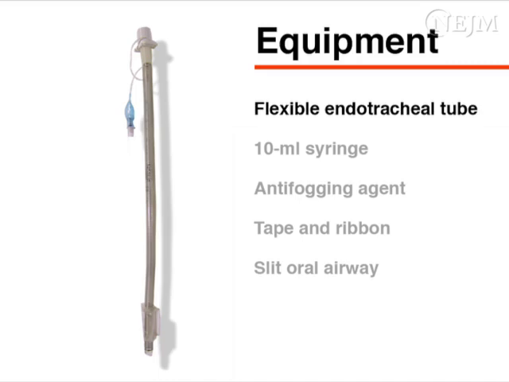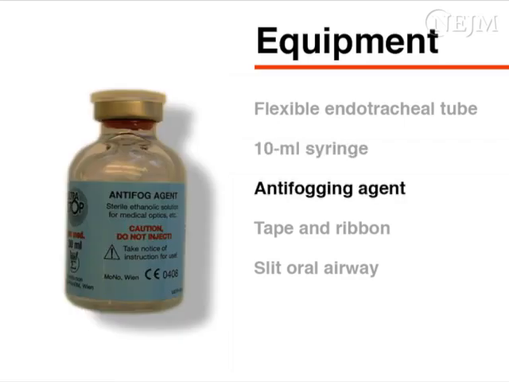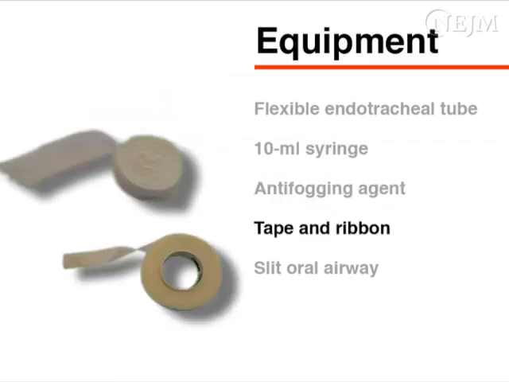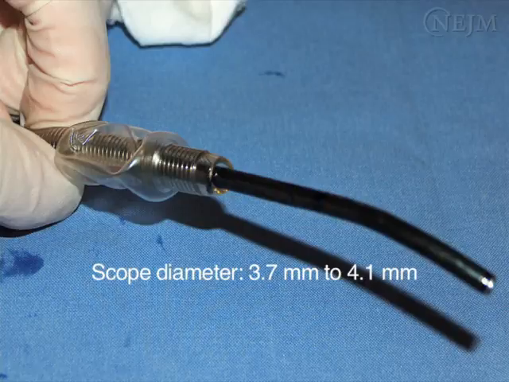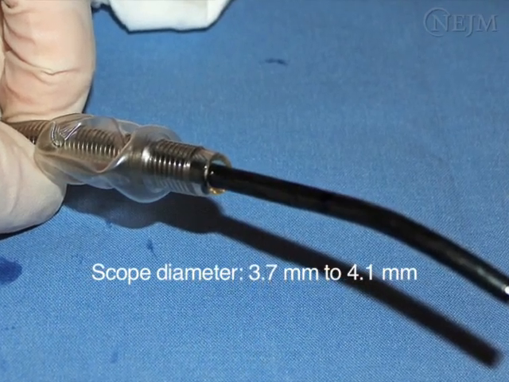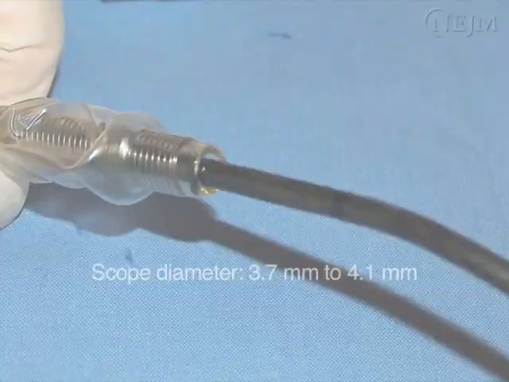a flexible armored silicone endotracheal tube with an internal diameter of 6 mm, a 10 milliliter syringe, an anti-fogging agent, tape and a ribbon to fix the tube in place, and a slit oral airway for the oral approach. The diameter of the flexible fibroscope should be between 3.7 and 4.1 millimeters.